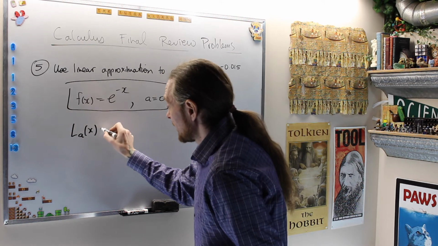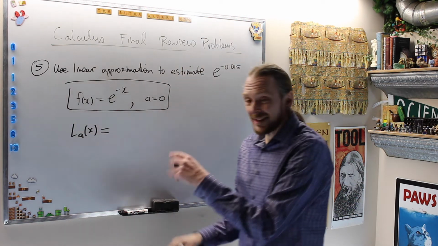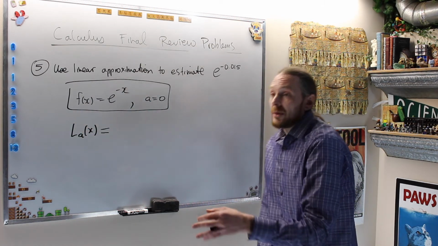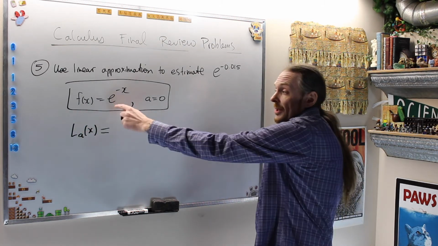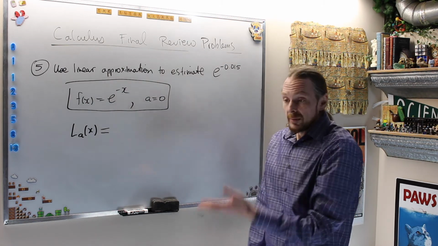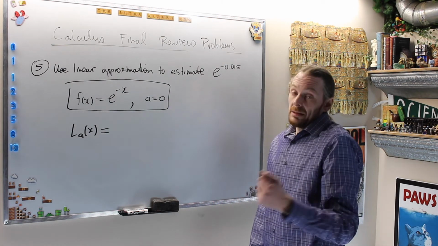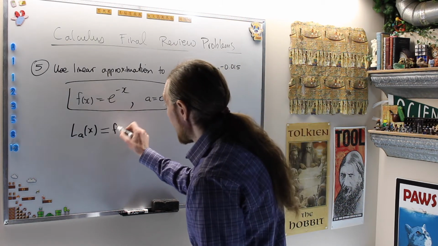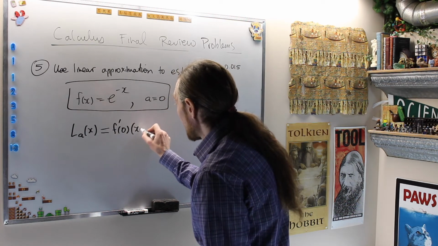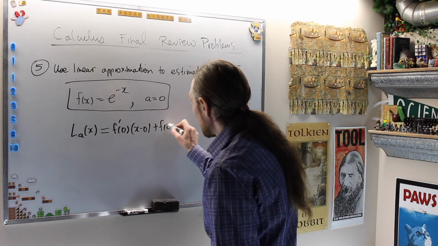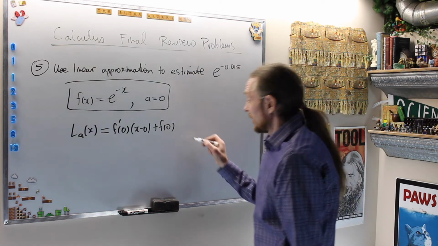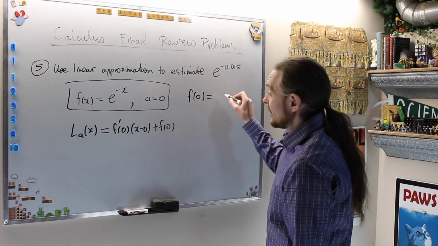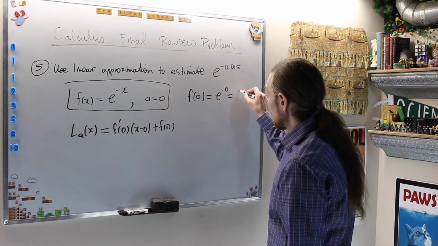L of x, the linear approximation of f at a, is equal to the equation of the tangent line to the curve at a. So it's going to be a y equals mx plus b type equation. In this case, this is f prime of 0 times x minus 0 plus f of 0. Let's do the pieces first. First of all, f of 0 is going to be e to the -0, which is 1.